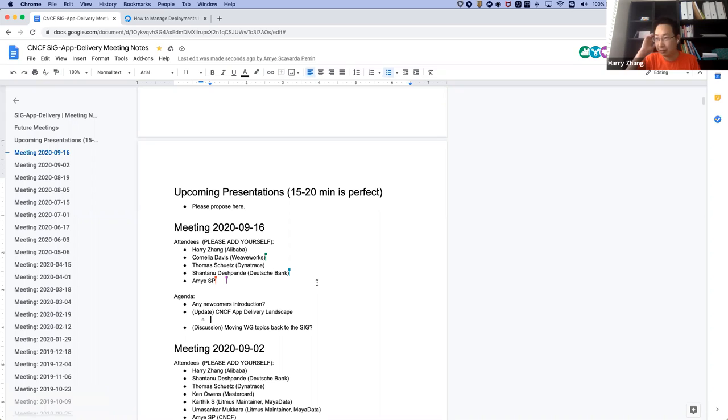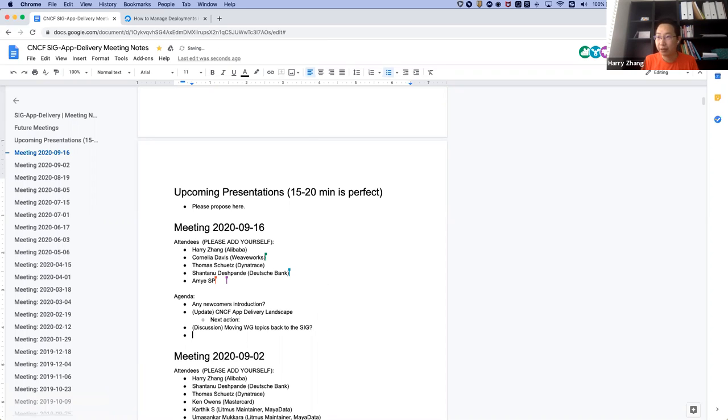So this is a quick update on the CNCF application delivery landscape. I think the next action is that we're trying to draft a proposal for the landscape GitHub repo to highlight a simple version of how the new tab might look. That will be the next action item. So this is the first update.